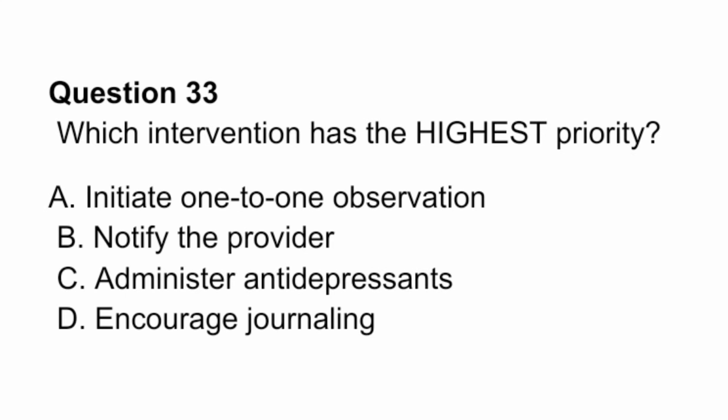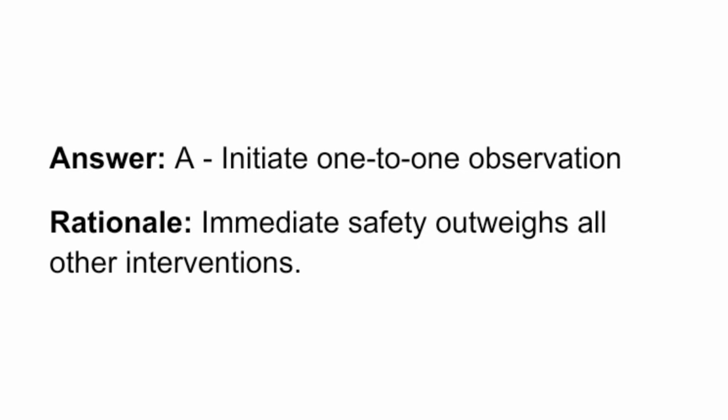Question 33. Which intervention has the highest priority? A. Initiate one-to-one observation. B. Notify the provider. C. Administer antidepressants. D. Encourage journaling. Answer: A. Initiate one-to-one observation. Rationale: immediate safety outweighs all other interventions.